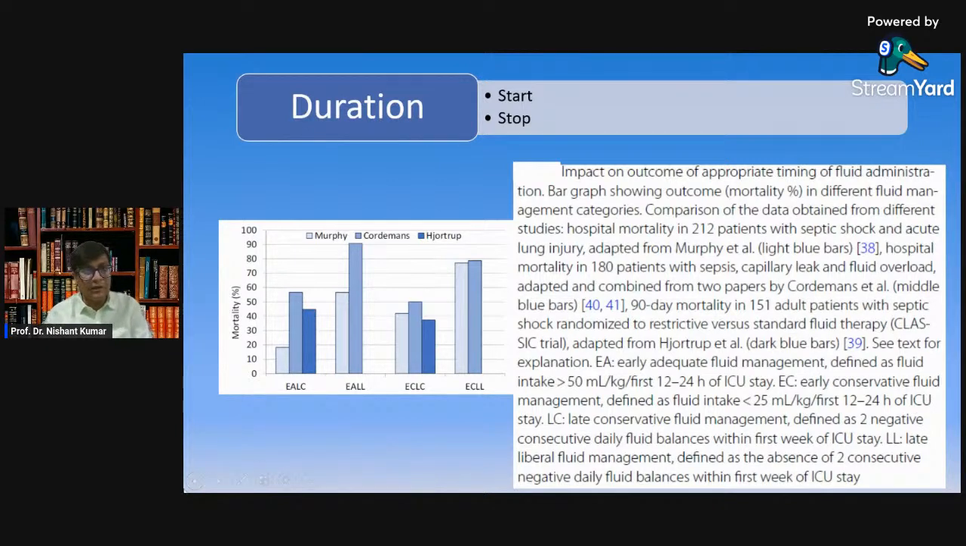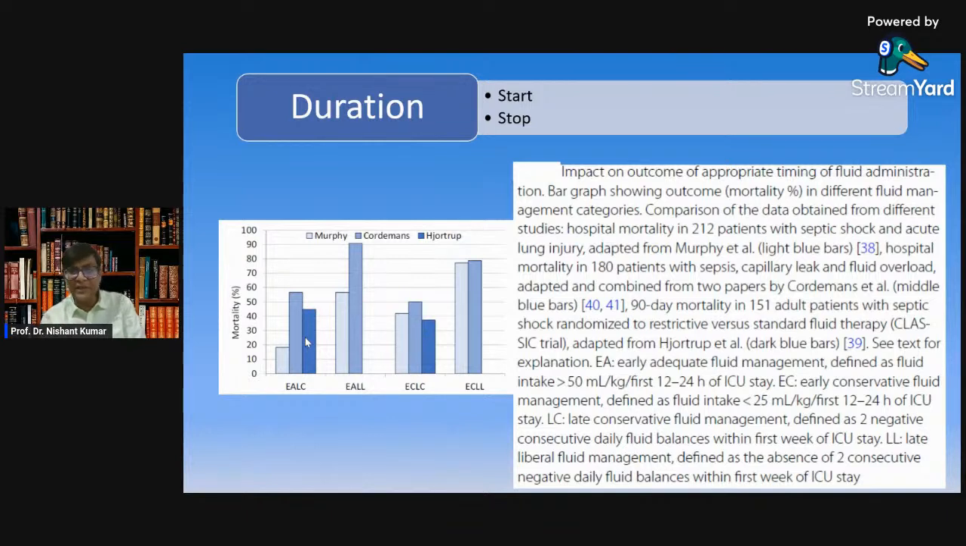So this is a comparison of three studies. We have early adequate and late conservative, early adequate and late liberal, early conservative and late conservative, early conservative and late liberal. If you see, it is the adequate and the conservative fluid therapy which is giving the least mortality in ICU. So giving more fluids is harmful, period. You can err on the side of less, but then it's a double-edged sword.